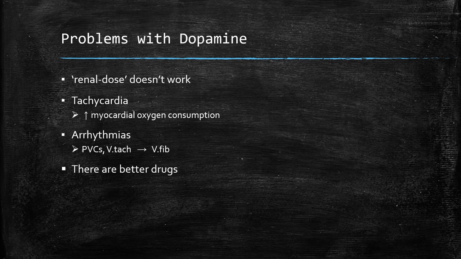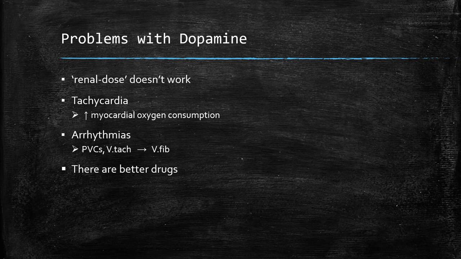Dopamine is not used much anymore in the surgical intensive care unit. There are many problems associated with its usage. There's never been any studies that show that renal dose dopamine leads to improved renal function.